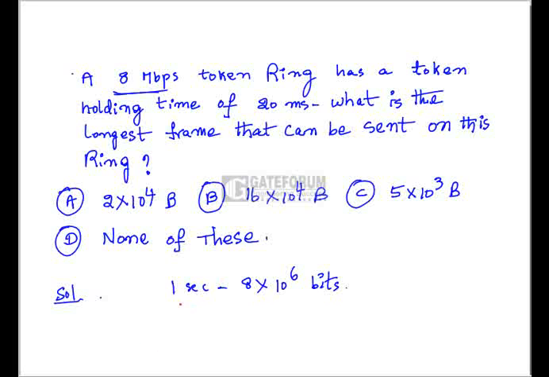We can convert into milliseconds. 1 second is 10 power 3 milliseconds. For 10 power 3 milliseconds, it is 8 into 10 power 6 bits.